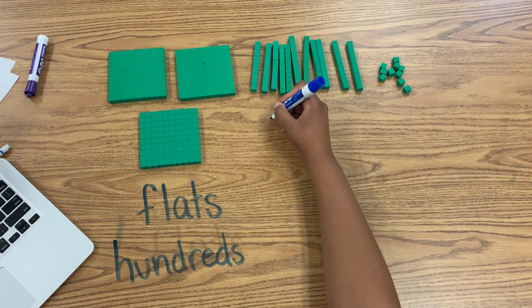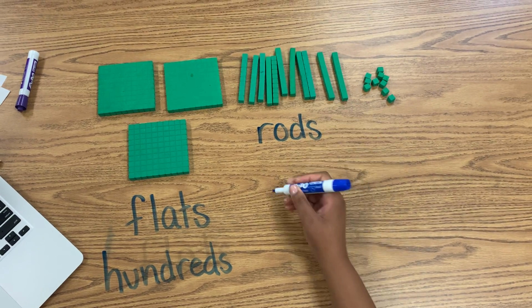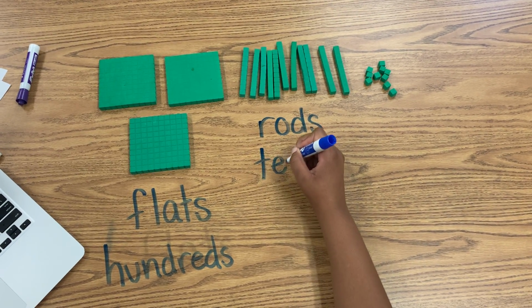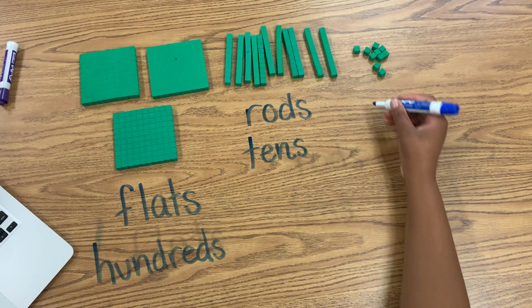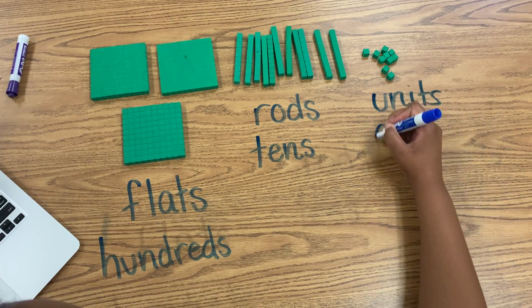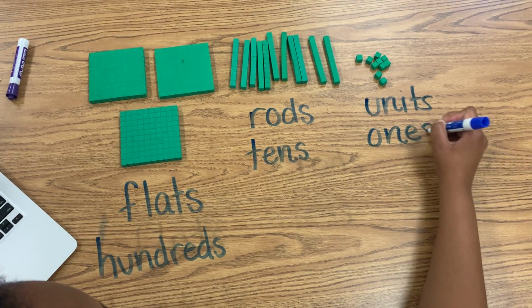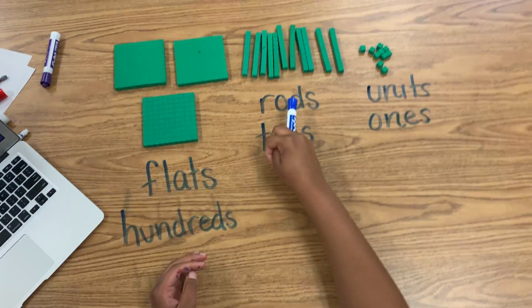These are called rods, also called tens. And these little guys over here are called units or ones. So I'm going to show you something interesting about the units and the rods.